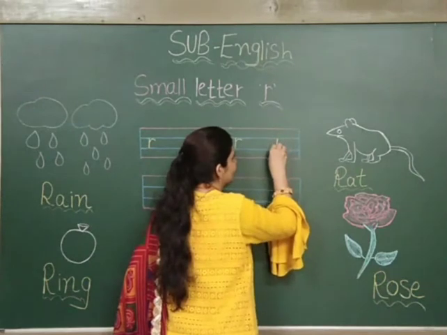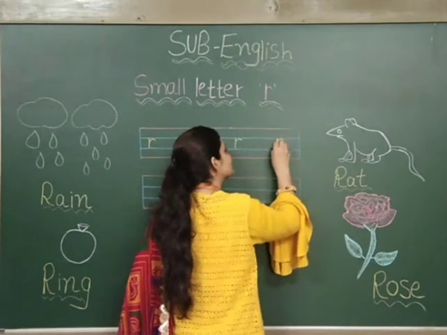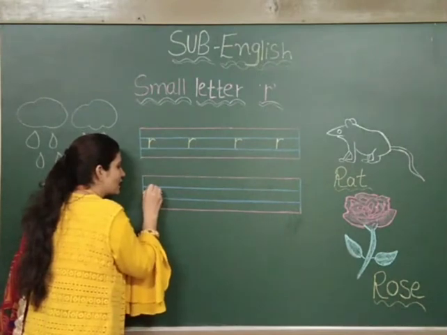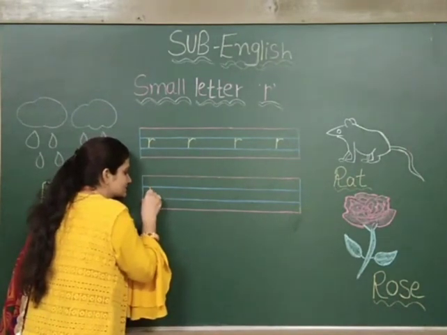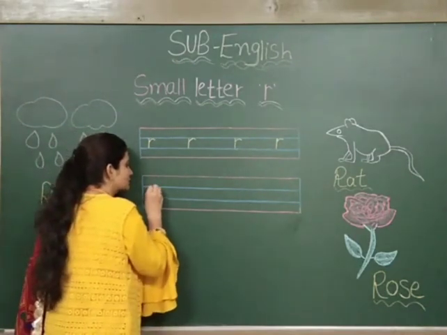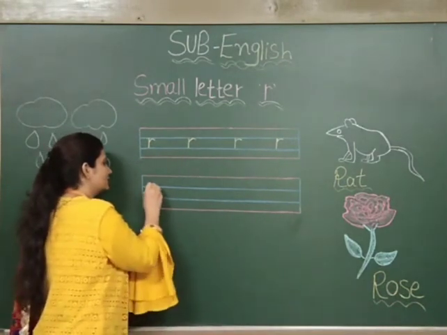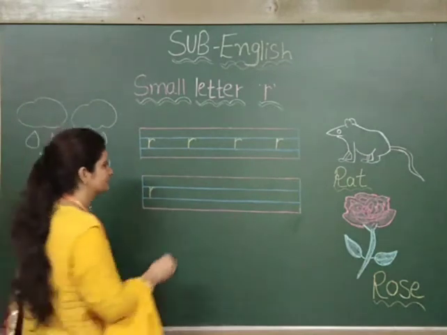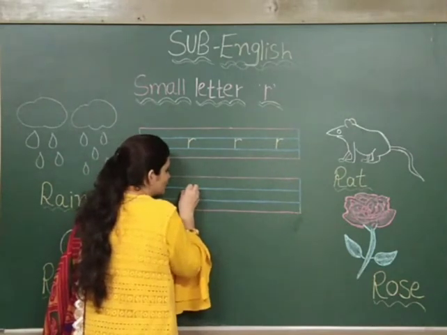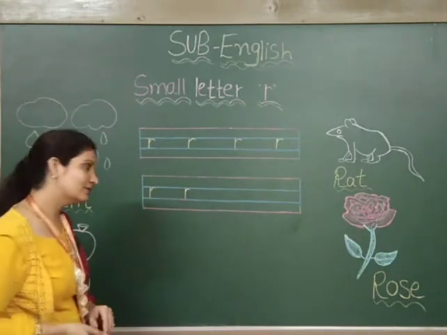One standing line and then a curve. Okay. Again we will see how to write small letter R. First a standing line like this and then a curve like this. This is called small letter R. R for rose. This is called small letter R.